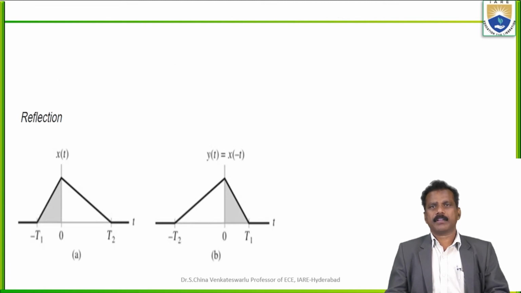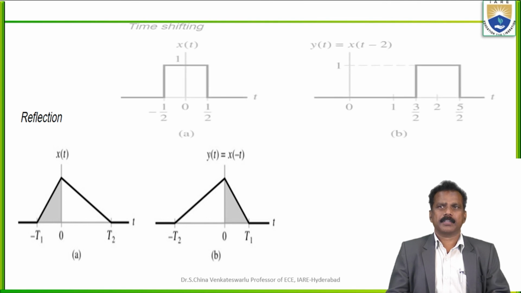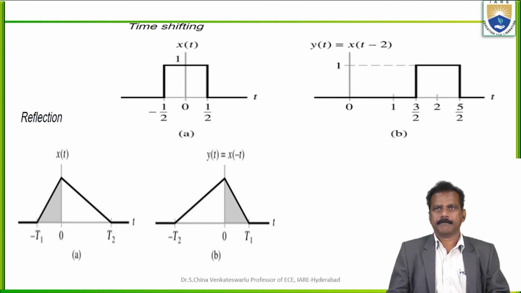Next, reflection. For x of t versus t, the interval t1 to t2 becomes minus t2 to minus t1 when reflected. Now it is reflected, minus t1 to t2, where x of t versus t is observed. Where y of t is equal to x of minus t, here it is time shifting.